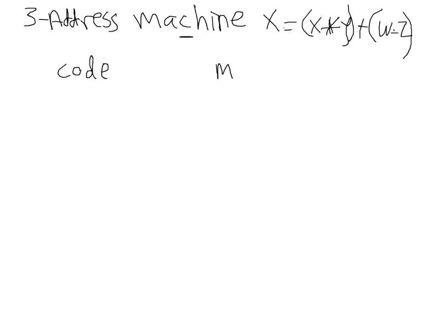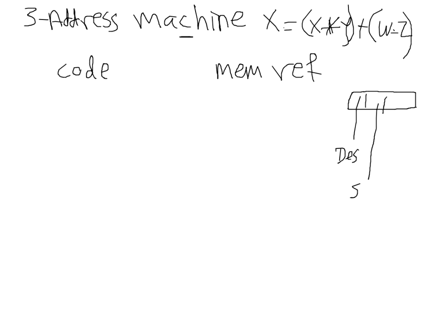And we'll have our memory reference here. Now the good thing about the 3 address machine is it reduces the number of steps massively. Unlike the 2 address machine, here we always have the destination, here we have source 1, and here we have the second source.